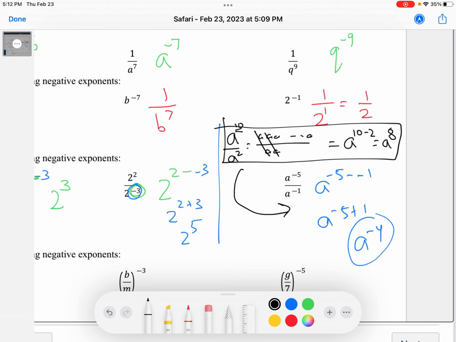Same idea here, in case this looked confusing, it's just the same idea, but with some negative numbers involved, but the same principle. A to the negative 5 minus negative 1. And we flip those signs and you get negative 4. So it's the same concept, just the negatives look a little crazy.